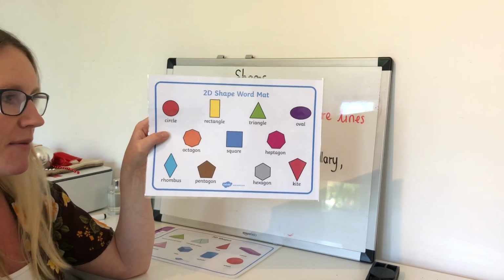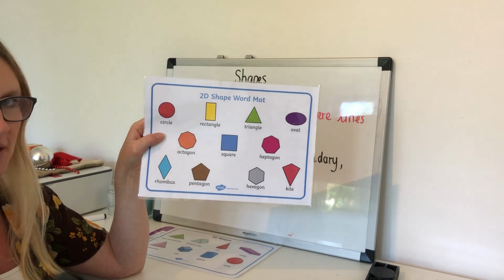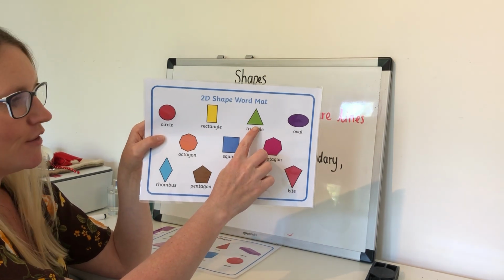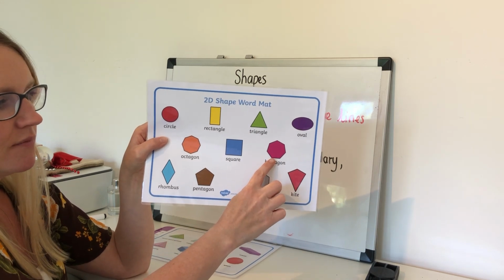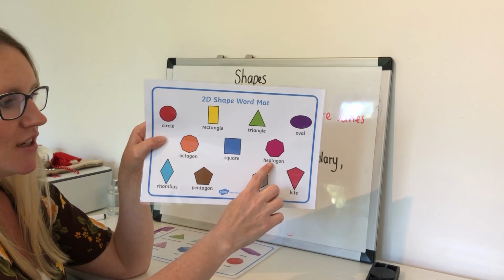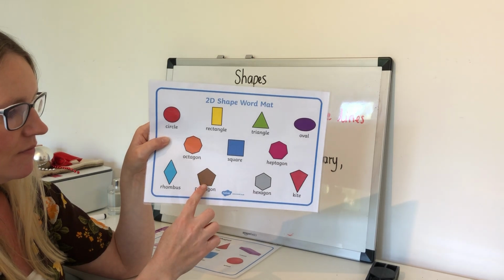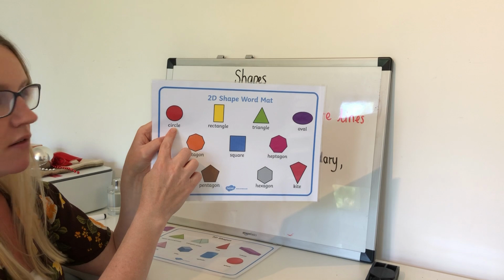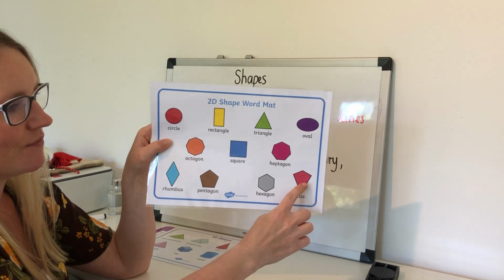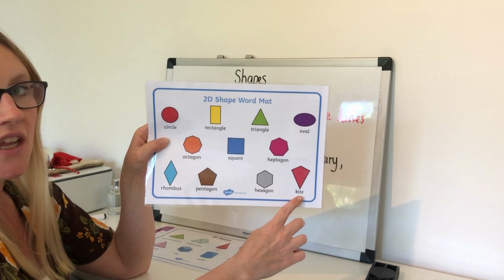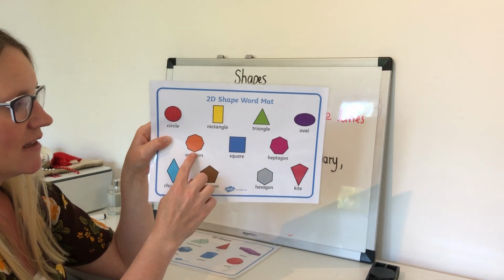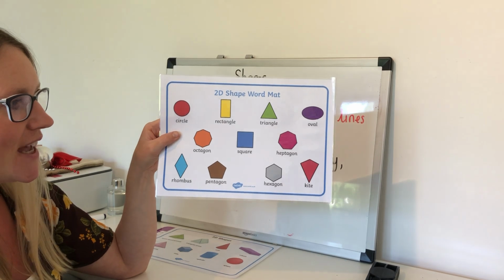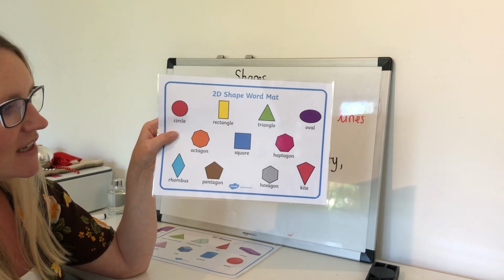Right, we're going to play a little game. I'm going to point at a shape and I want you to name it as quickly as possible. Triangle. Heptagon. Pentagon. Circle. Kite. Octagon.